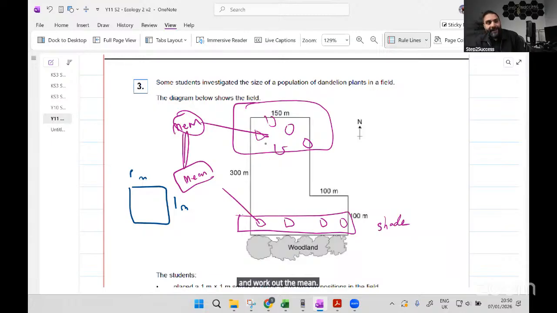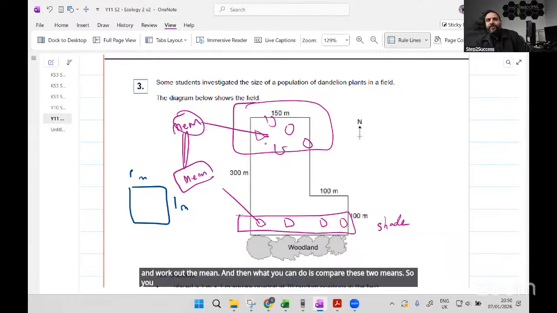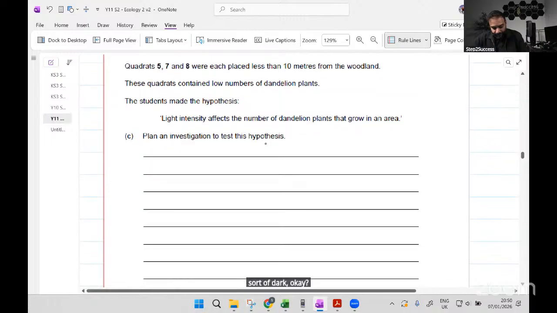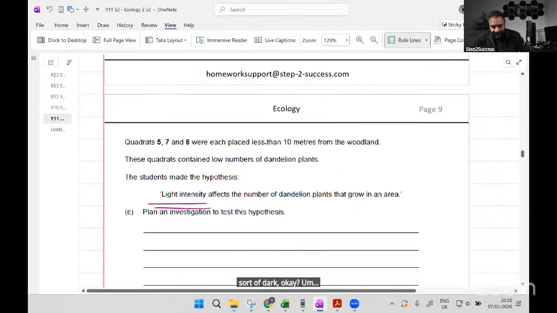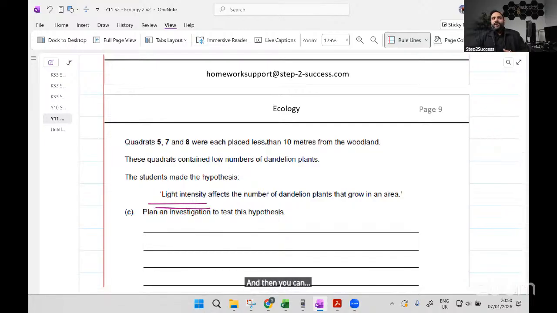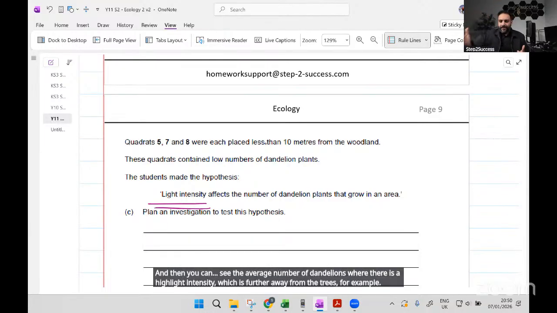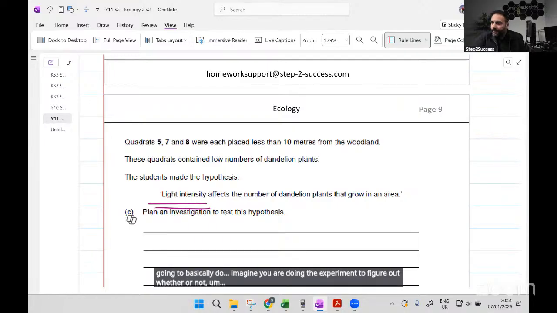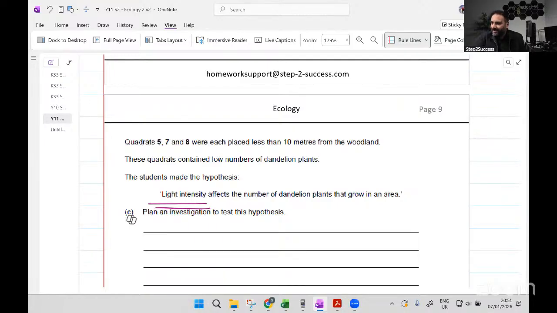And then what you can do is compare these two means. So you have an average for the number of dandelions at low light intensity, and then you can see the average number of dandelions where there is a high light intensity, which is further away from the trees, for example. And then you compare the two. That's how you plan the investigation. You are basically imagining you are doing the experiment to figure out whether or not light affects the growth of it.